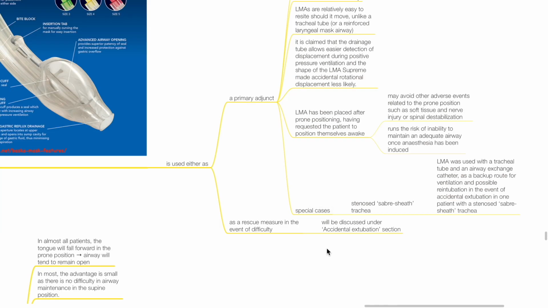LMA was used with a tracheal tube and an airway exchange catheter as a backup route for ventilation and possible reintubation in the event of accidental extubation in a patient with a stenosed saber-sheath trachea.